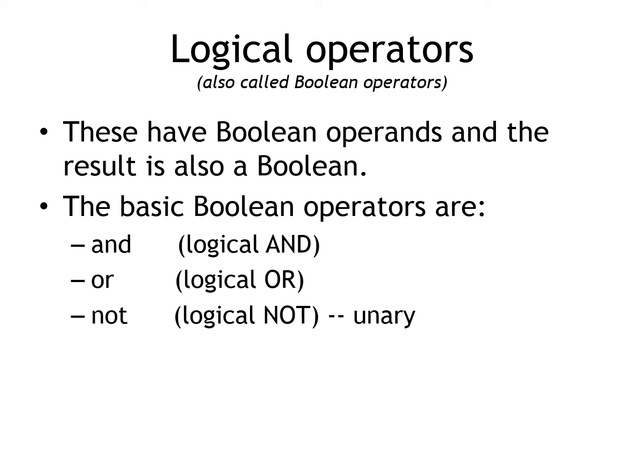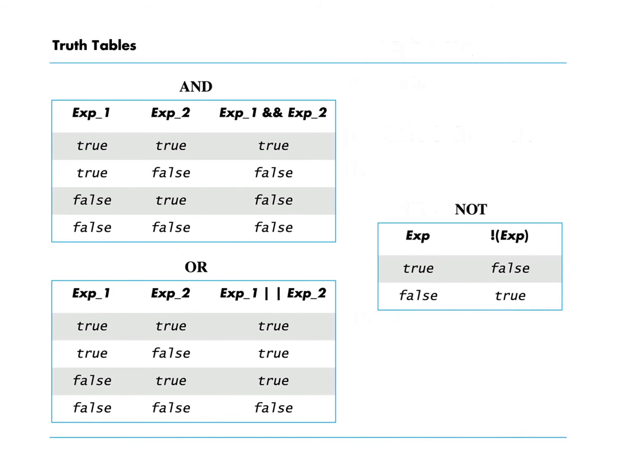So, logical operators. With logical operators, you have Boolean operands, and the result is also a Boolean. The Boolean operators are and, or, and not. So what is the difference? For and, you have the expression 1 and 2. If both are true, then it will be true. If either one is false, it will be false. And of course, if both are false, then it will be false.